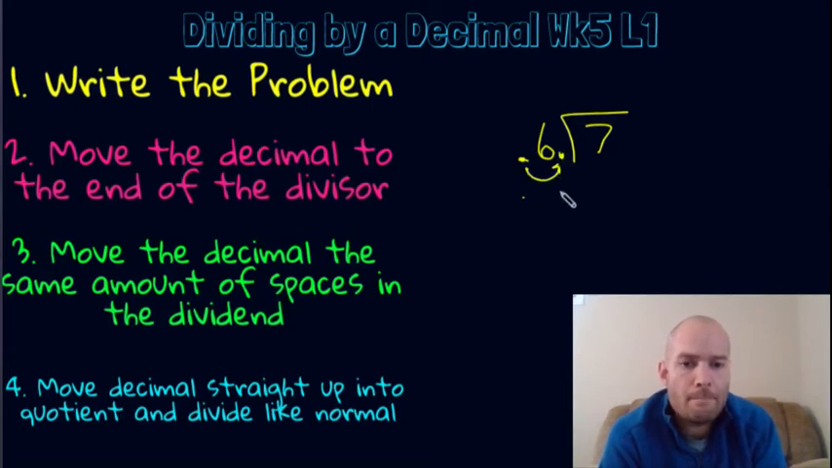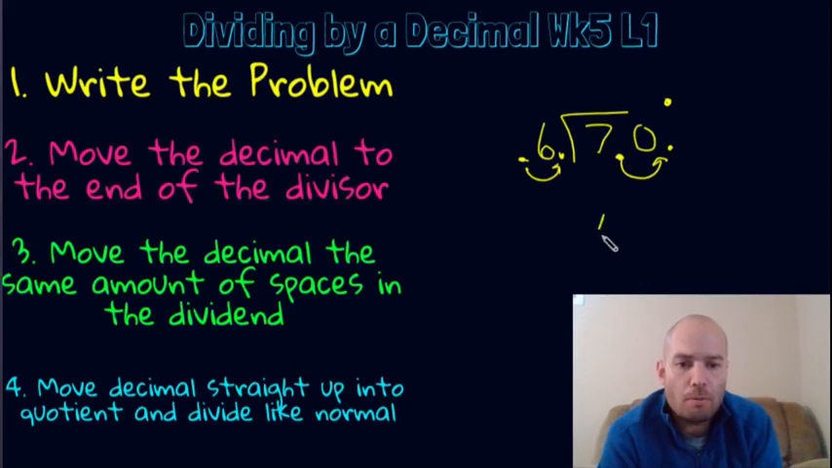All right? I'm going to move the decimal the same amount of spaces in the dividend. So the decimal is not there, but it would be right here, and we have to move it one place value. Well, to move one place value, I have to add that 0 in. So now it is at the end, right there. Move the decimal straight up into the quotient and divide like normal. So it would move straight up, and it's going to be up here on the line.